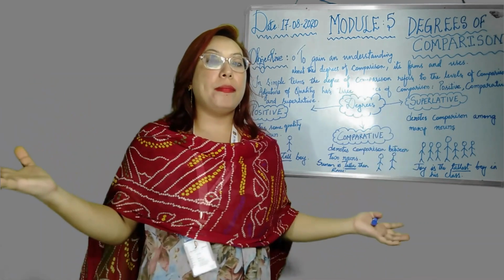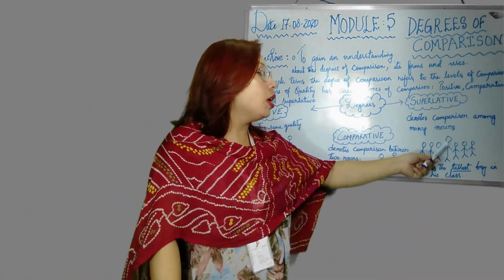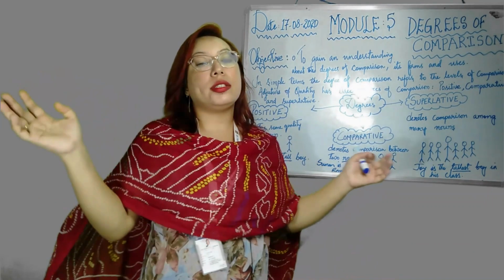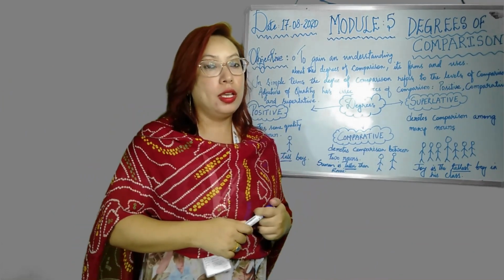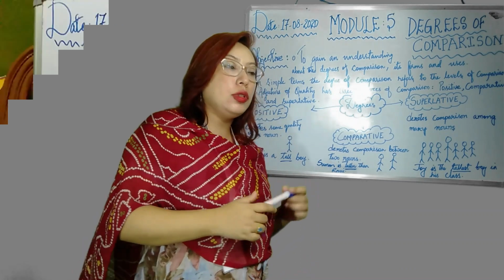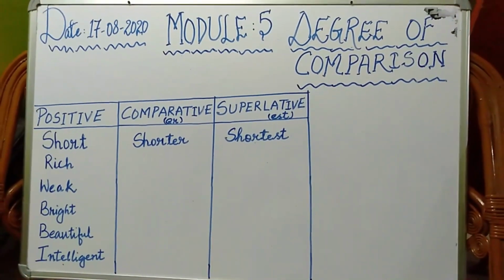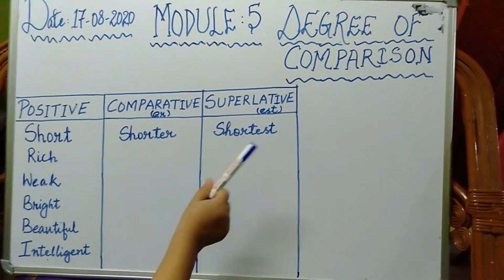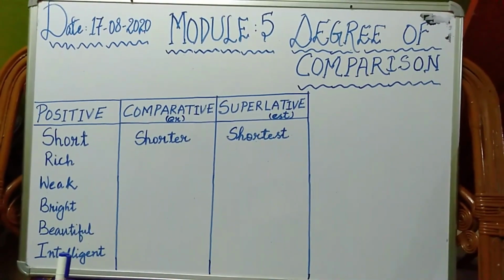I tried to compare it and I found that the boy named Joy is the tallest among all his friends. So I hope you have understood, students. So students, as I have already told you the three different degrees of comparison about adjectives.